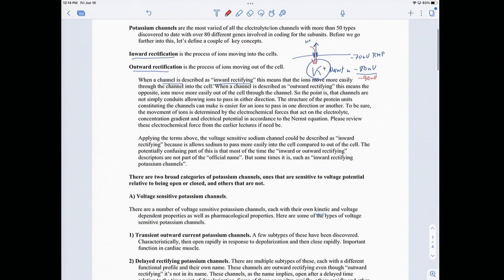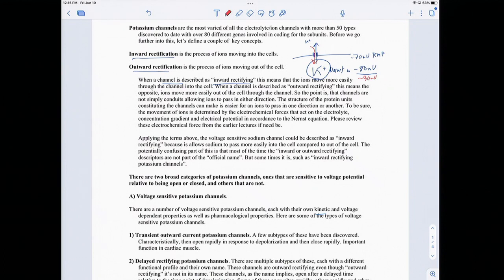Another thing that we could talk about would be that when we're applying these terms, inward rectifying, outward rectifying, many times, and we're going to see this in a minute, the inward rectifying actually makes it into the name of the channel. Why? Probably for more historical reasons.